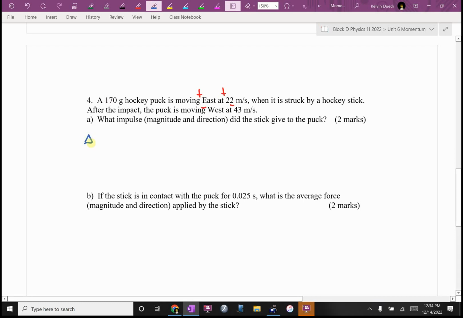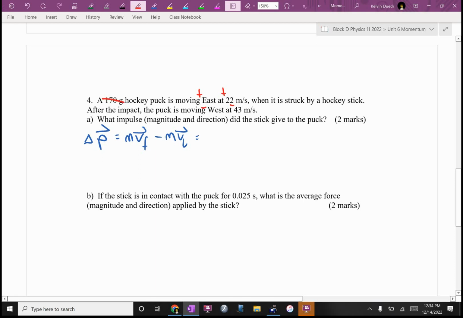Yep. So I wrote change in momentum. Which version? I see a final velocity. I see an initial velocity. I think I'm going to go mv final minus mv initial. M. Ooh, nice try, Mr. Dewick.